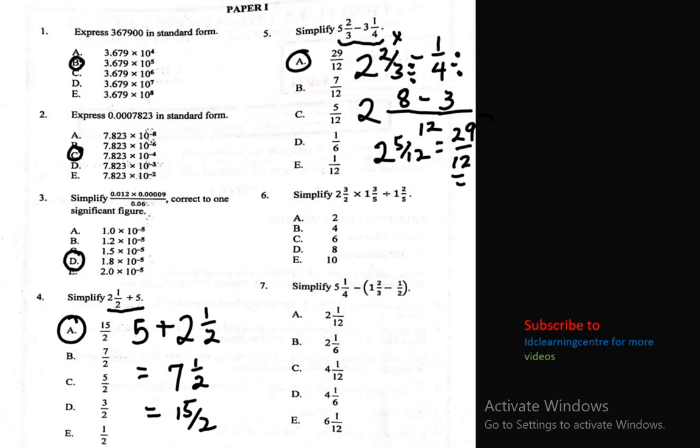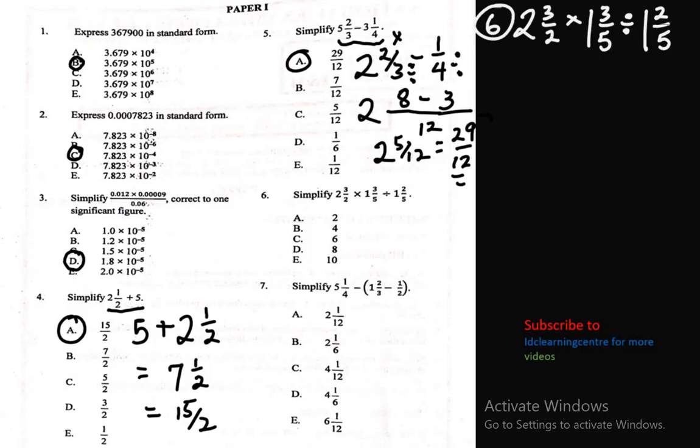Question number 6. I'm going to solve it here. Question 6 is different. We have 2 whole number, 3 out of 2, times 1 whole number, 3 out of 5, divided by 1 whole number, 2 out of 5.